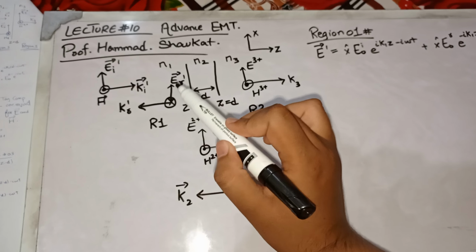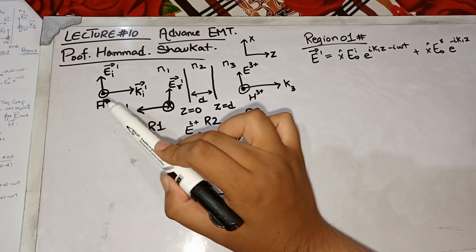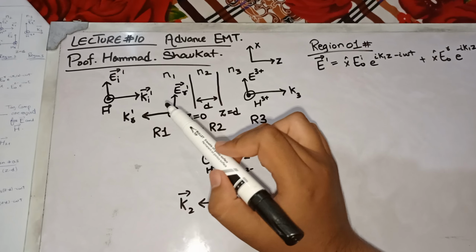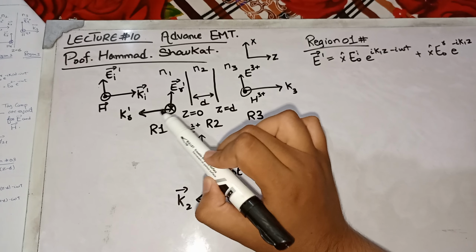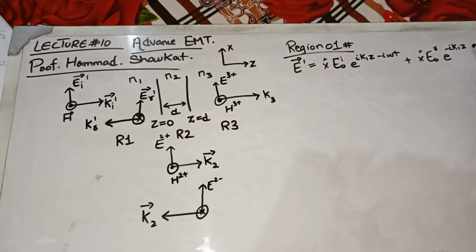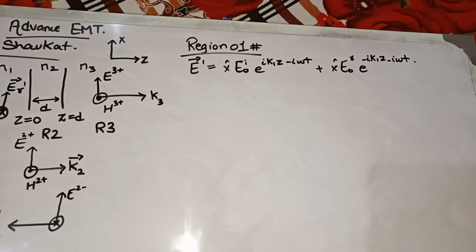But the electric field is in positive x, that's why positive x. Initially it was the positive z direction, that's why positive z there. But in the reflected case, it is in the negative z direction, that's why we have to write minus k1z, and minus iota omega t as it is. So this is the equation of the electric field in region 1.